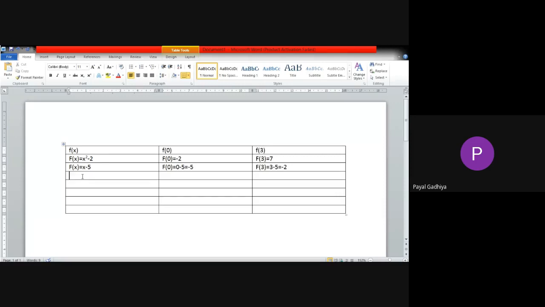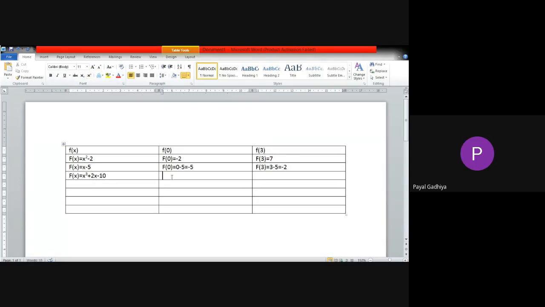Okay, Bhargav, on your camera and mic and then give an example of a function. Yes, ma'am. f of x is equal to x cubed plus 2x minus 10.